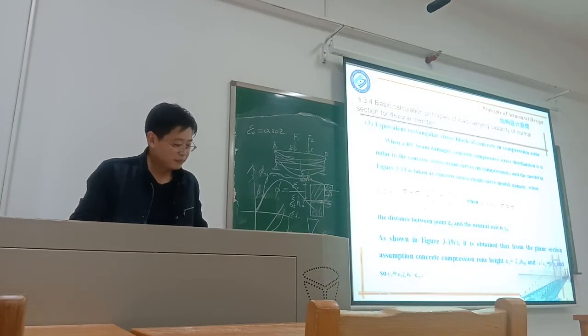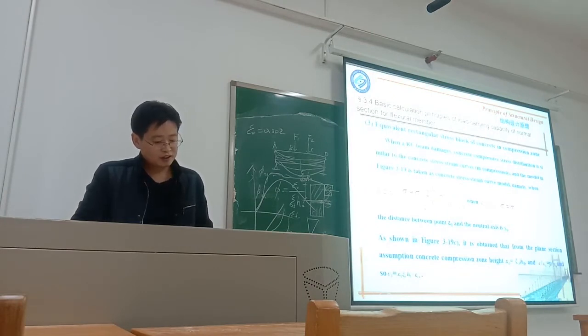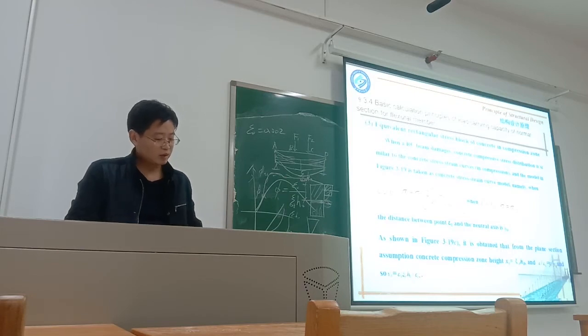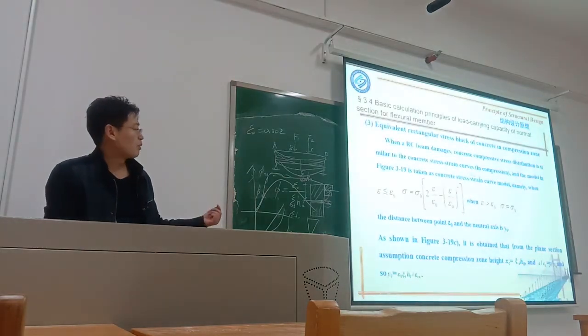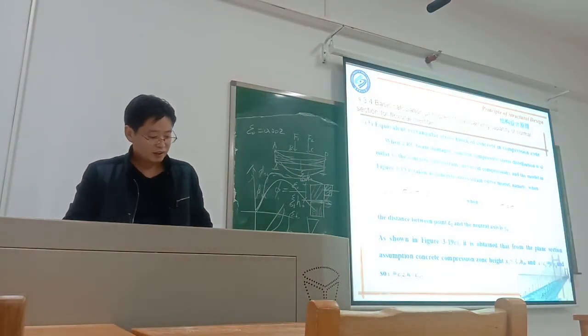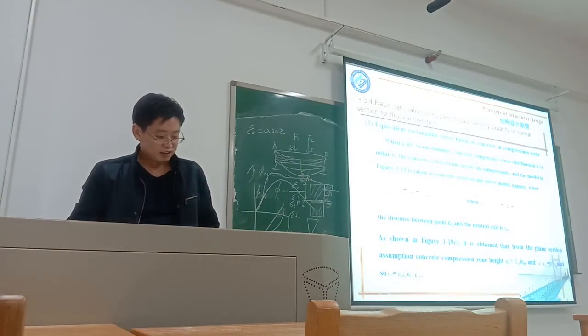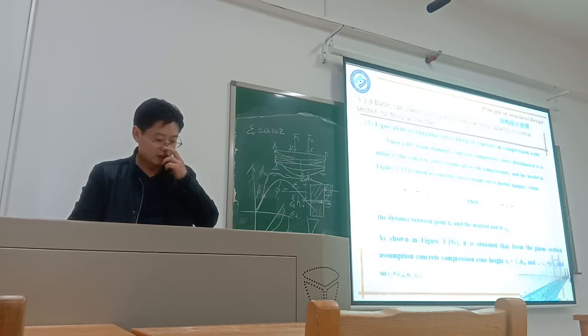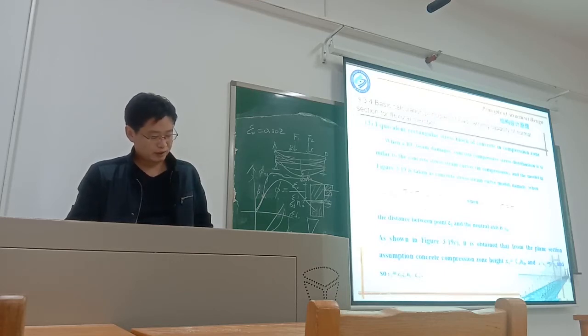When an RC beam fails, the concrete compressive stress distribution is similar to the concrete stress-strain curve in compression. And the model in figure 6.19 is taken as the concrete stress curve model, namely what we just introduced.